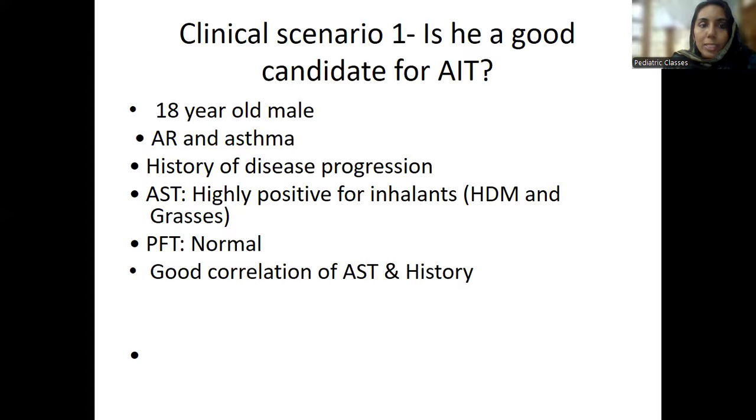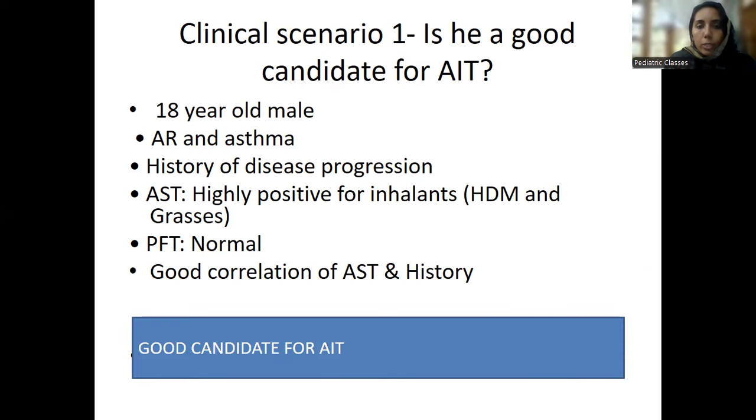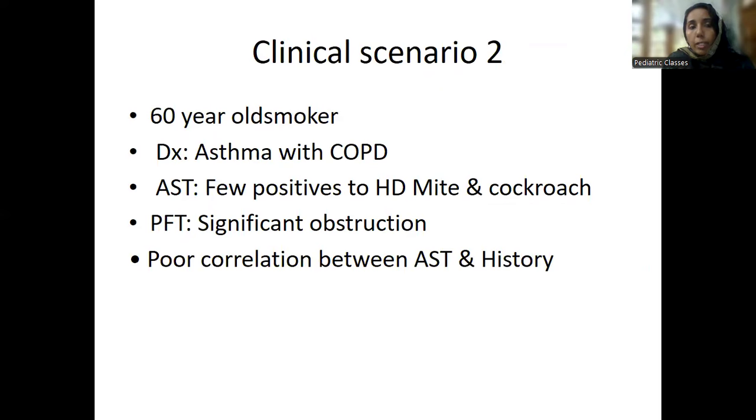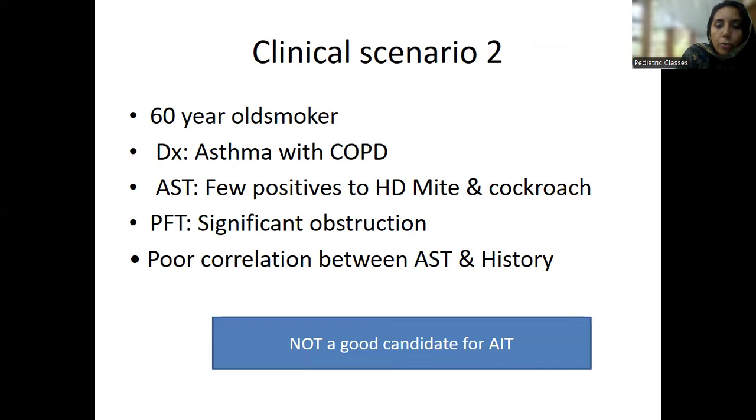So let me ask you one question. Is this a good candidate for AIT? An 18-year-old male, with both AR and asthma. There's a history of disease progression. He's highly sensitive to inhalants, that is HDM and grasses, and his PFT is normal. And there's a good correlation, as he's having perennial symptoms, and he also has more indoor symptoms and occasionally outdoor symptoms also. So there's a good correlation. So he is a good candidate. Whereas in a 60-year-old adult smoker, with asthma and COPD, a few positives to HDM and cockroach, there is significant obstruction and poor correlation. He is not a good candidate for AIT.